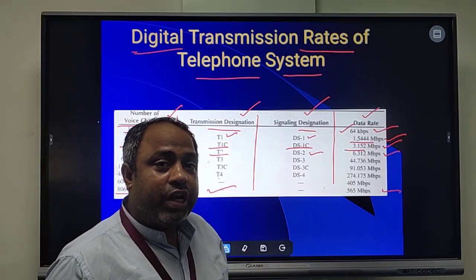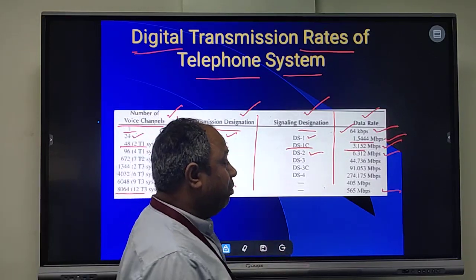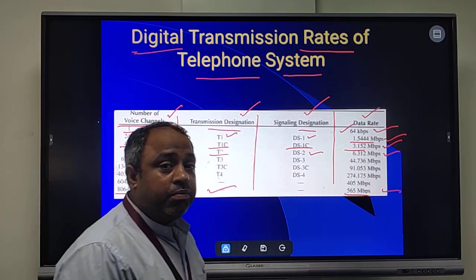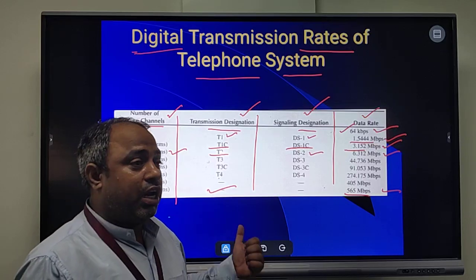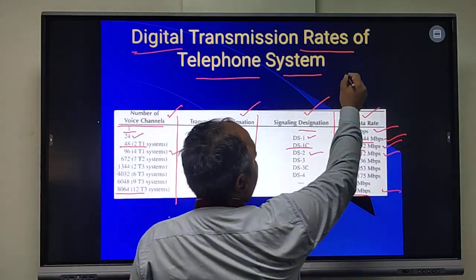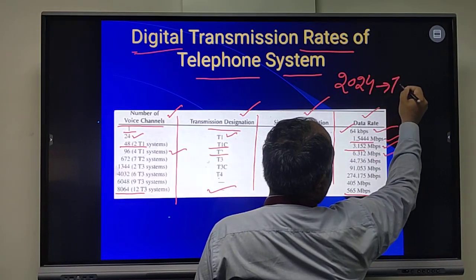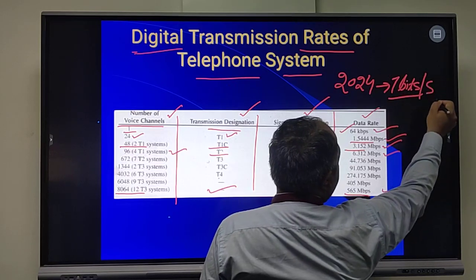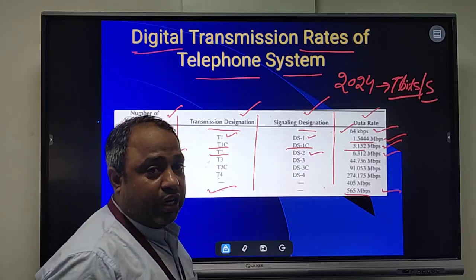The data is moving effectively and efficiently from one side to the other, and the bit rate, if you look at that, is 565 megabits per second. You can imagine this was the basic in 2016 and 2017, but right now, in 2024, we send the data in terms of terabits per second. That is a huge amount of data which can be used for transmission.